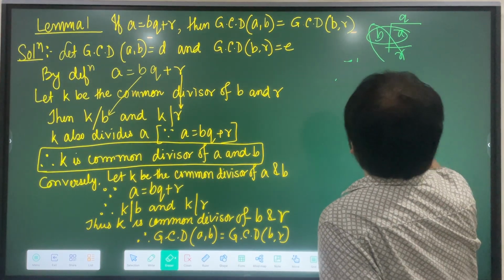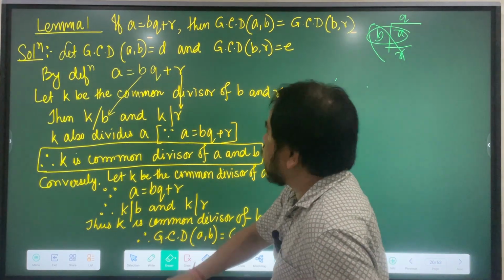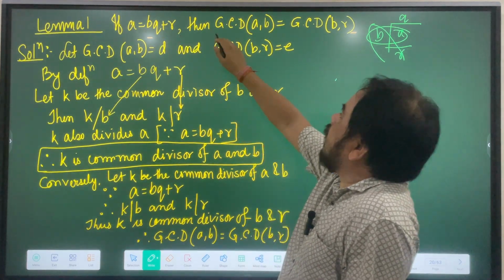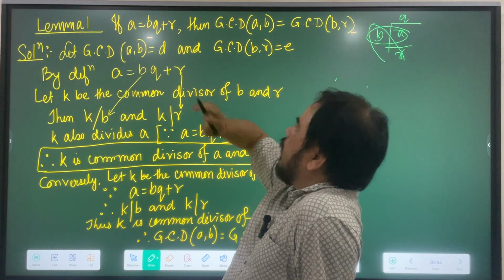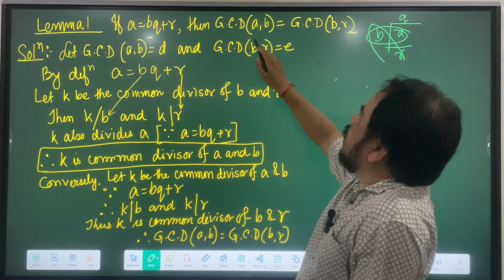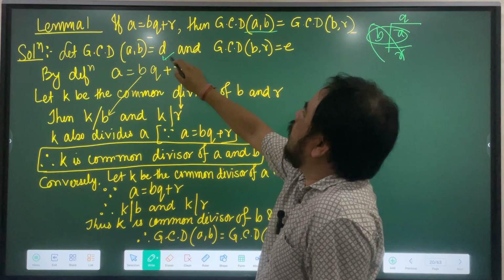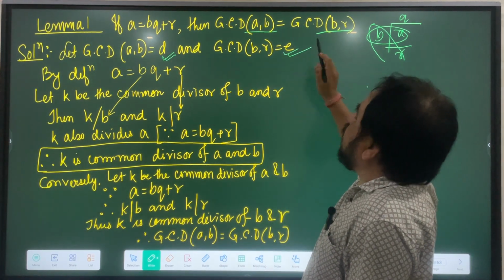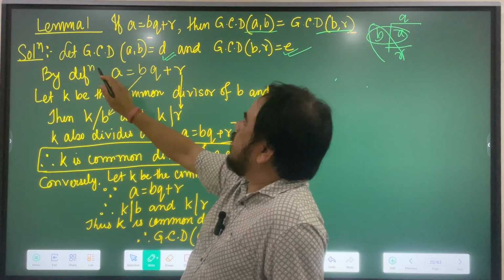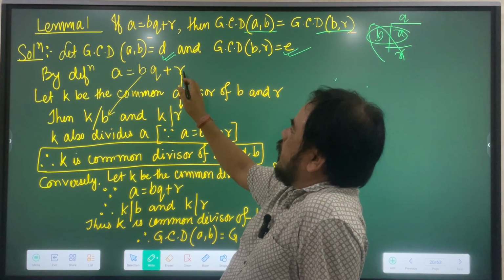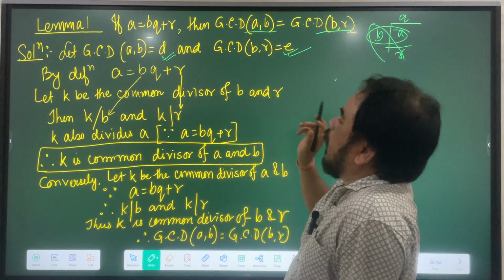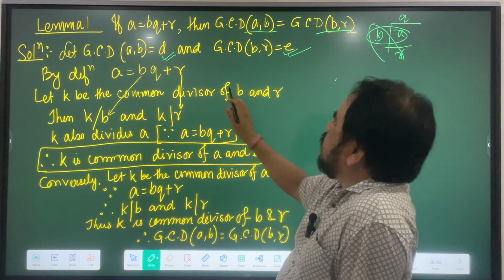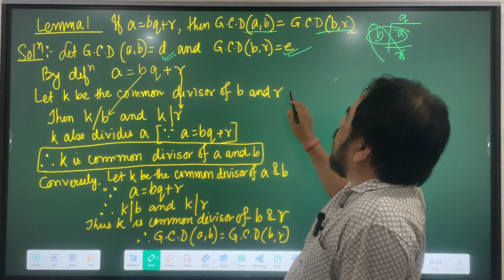This might be confusing for you, so just see this one. A equals BQ plus R, and this you have to prove. Let GCD of A, B equal D and GCD of B, R equal E. For this one we have taken D and for this one we have taken E. By definition, A equals BQ plus R. If K is the common divisor of B and R.